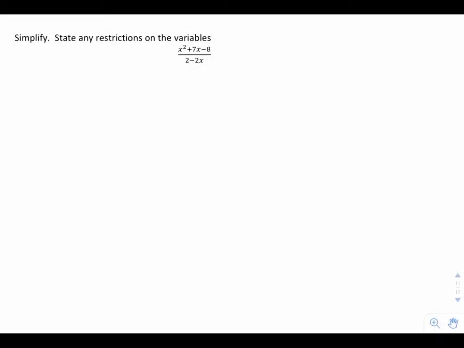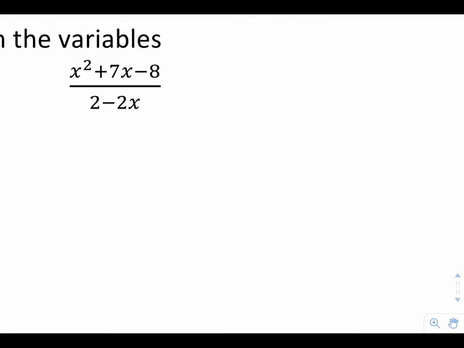Here I have an expression, once again, that I want to simplify and state restrictions on the variable, if there are any indeed. So looking here, I'm going to work with my numerator and denominator at the same time, but separately. So starting off with my numerator, I notice that it is a simple trinomial because there is a 1 in front of the x squared, which is not written but implicit.